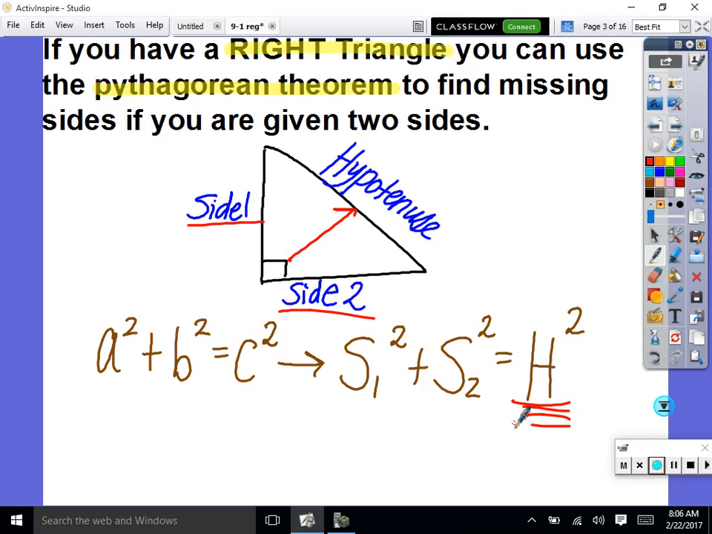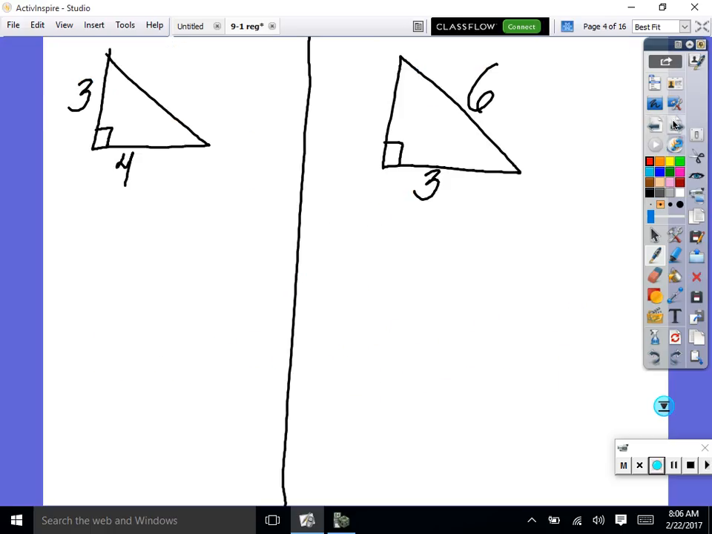Always. Does everybody understand? Because I don't want to see any weird algebra mistakes on little things. So no matter what, this order doesn't matter, side one and side two, but the hypotenuse has to be on this side of the equal sign. You can only use the Pythagorean theorem if you have a right triangle. If you do not and you use it, you might think you're finding the right answer, but you will not be finding the right answer. Luckily, today we're dealing with right triangles. So everybody look up here.